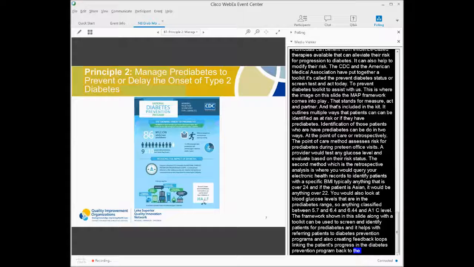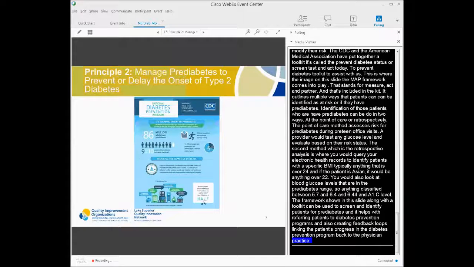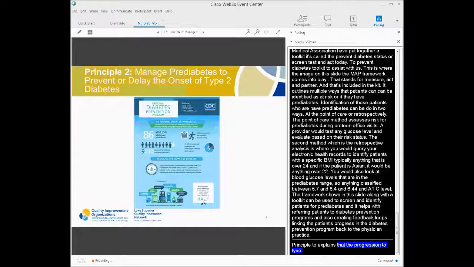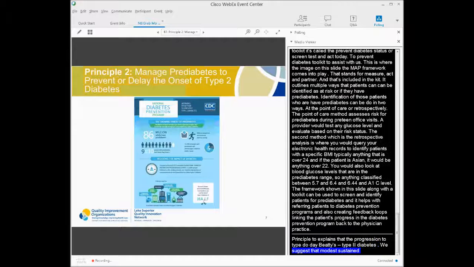All right, Principle 2 explains that the progression to type 2 diabetes among people who have prediabetes is not inevitable. We suggest that modest, sustained weight loss or metformin therapy in any at-risk individuals can prevent or delay the onset of type 2 diabetes, and that's what Principle 2 reviews in these prevention approaches.